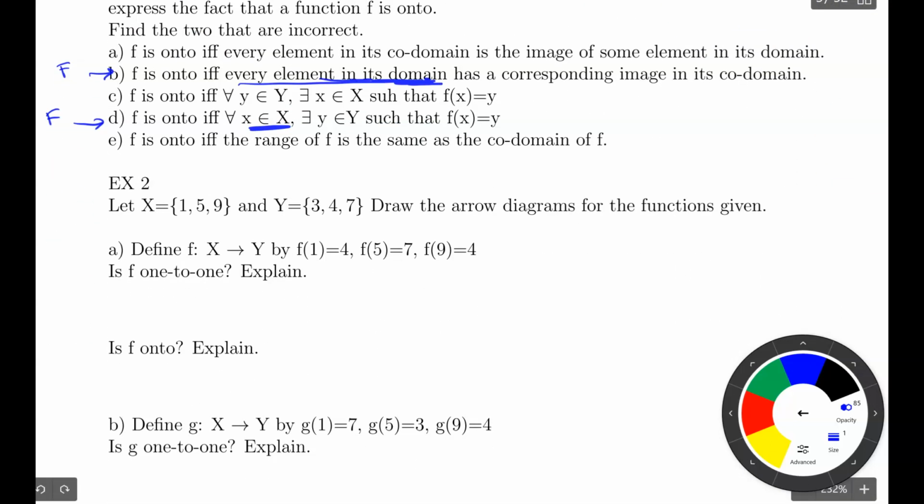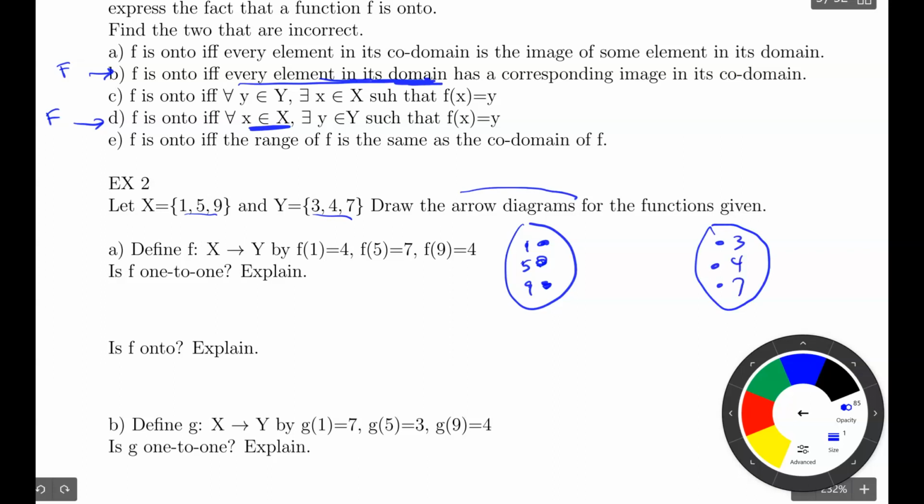Okay. All right, so here's a function, or here's the sets x's and y's. So 1, 5, and 9. Remember, put the numbers on the outside, dots on the inside, so if you're going to be drawing arrows, right? Because I want you to draw arrow diagrams. Oops, let's make that circle a little bigger and nicer. So here's a dot for 3 and 4 and 7. Okay, so 1 goes to 4, 5 goes to 7, and 9 goes to 4.